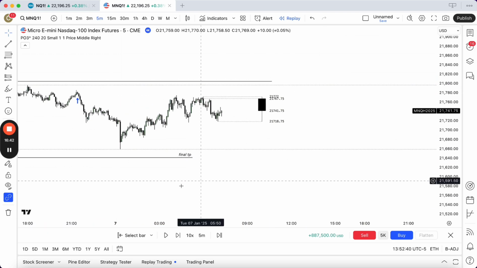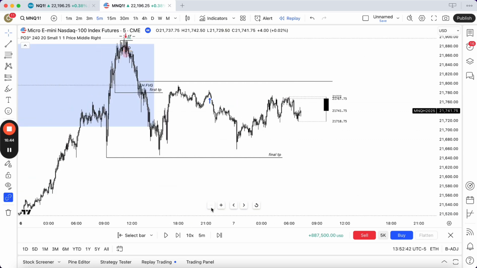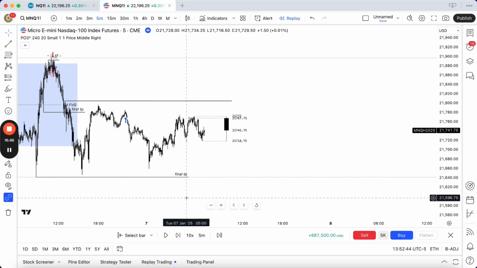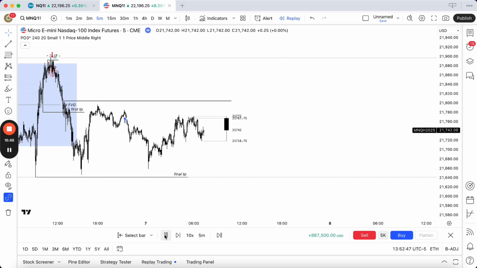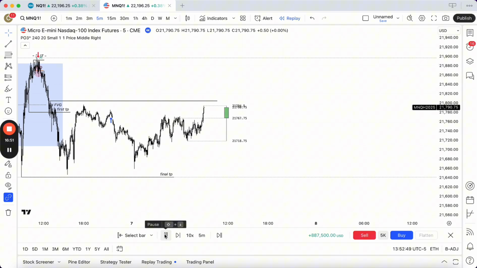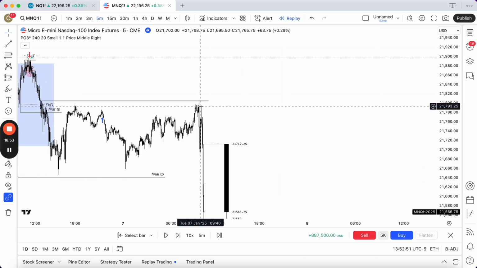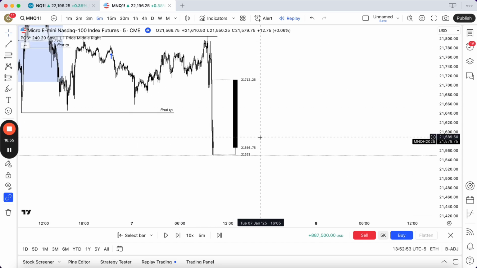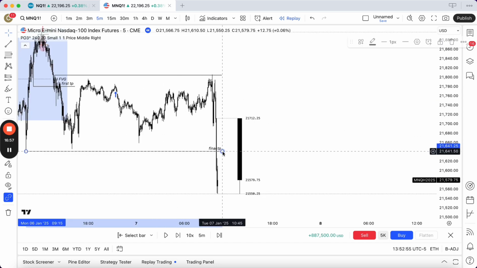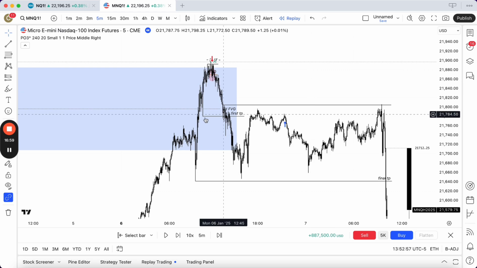quite the trade, huh? Obviously, this wouldn't be a trade that would happen in real time. This has gone on for way too long. But let's see if it ends up taking my final TP. Yeah, so it would have stopped me out right there and then ran and hit my final TP. So you see, that's a bearish example, right?